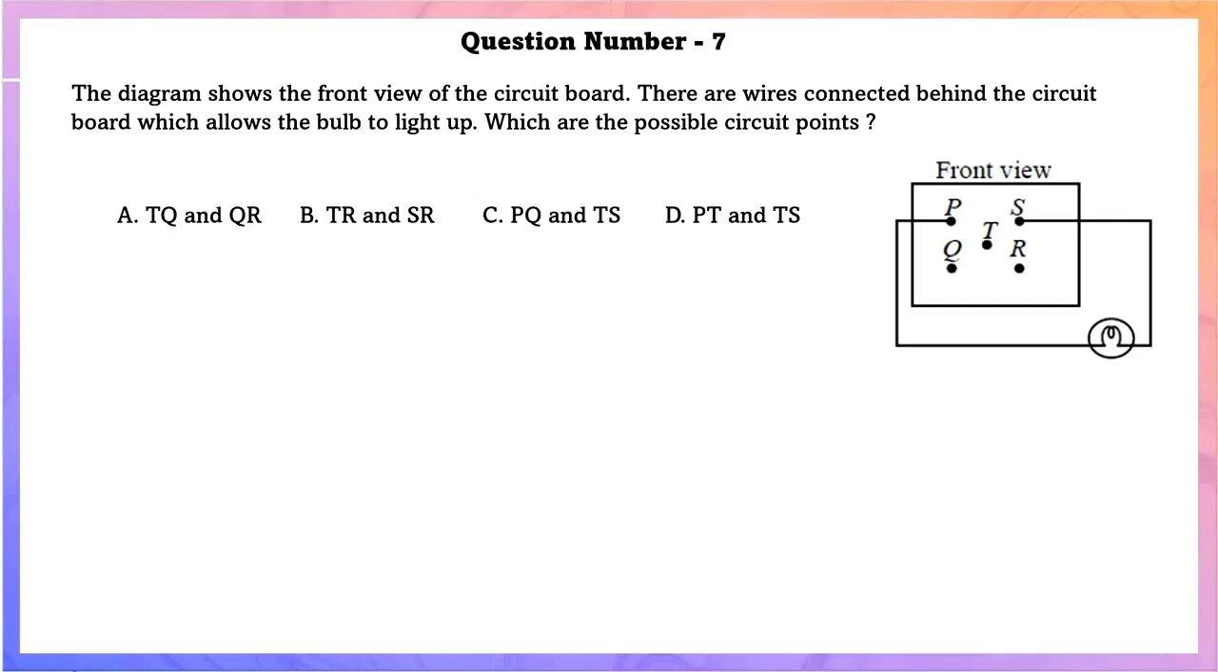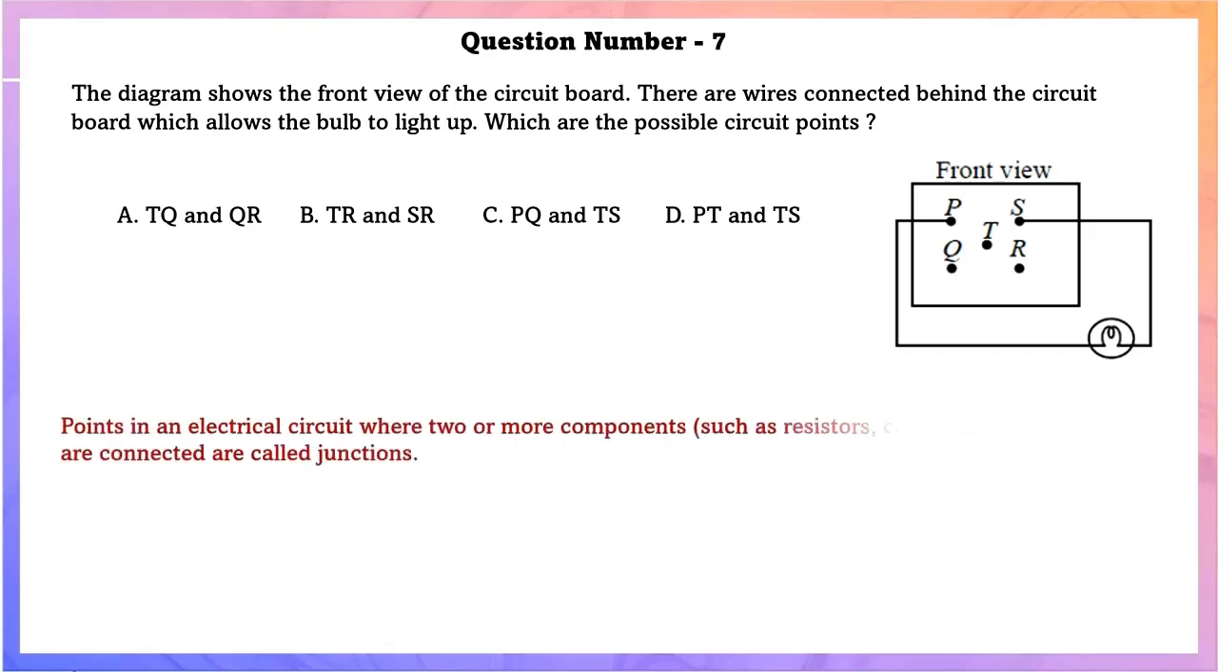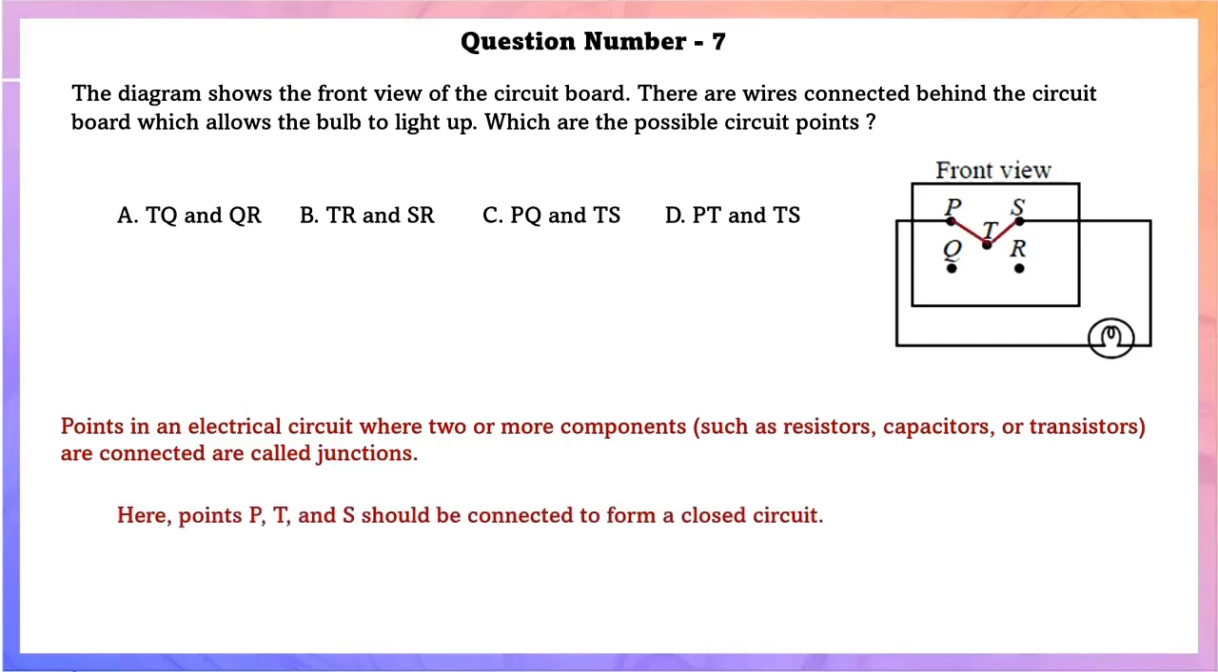Question number 7. The diagram shows the front view of the circuit board. There are wires connected behind the circuit board which allow the bulb to glow. Which are the possible circuit points? Points in an electric circuit where two or more components such as resistors, capacitors or transistors are connected are called junctures. Here, point P, T and S should be connected to form a closed circuit.